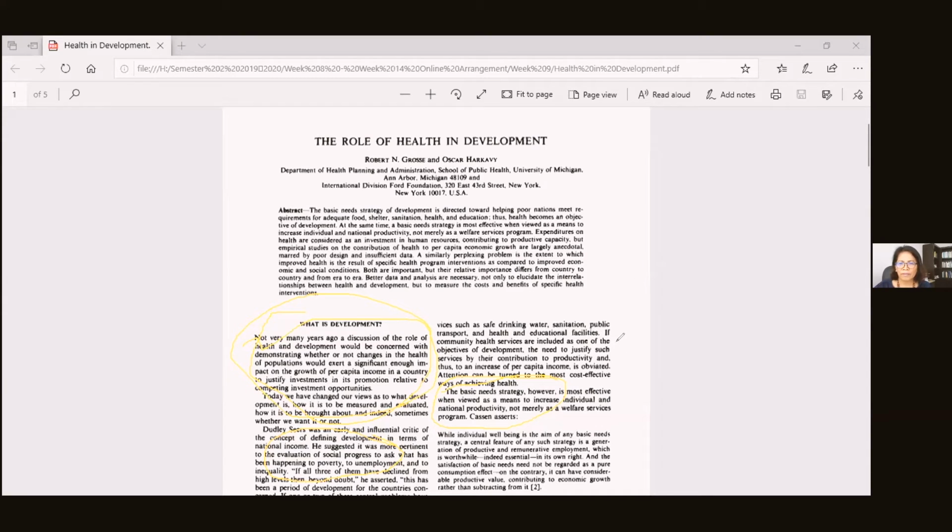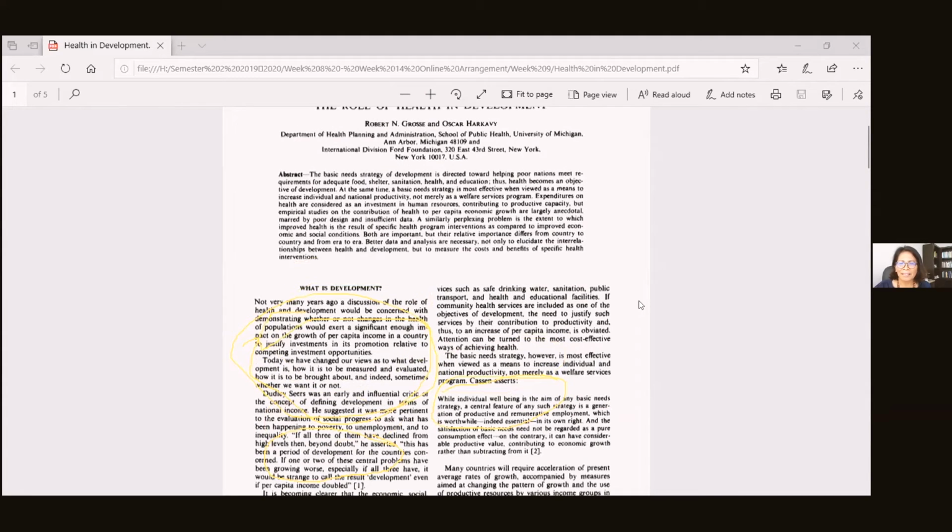How do I get to the next page? Stop this one. Stop it. Click mouse. Scroll down. Oh, okay.